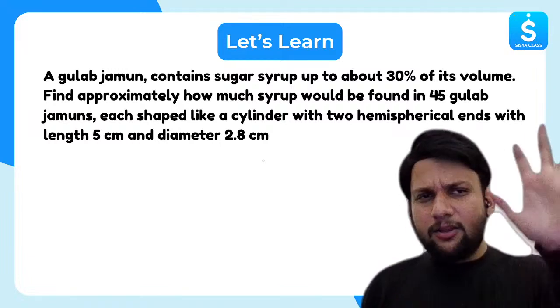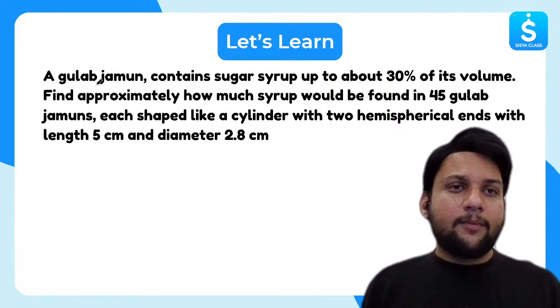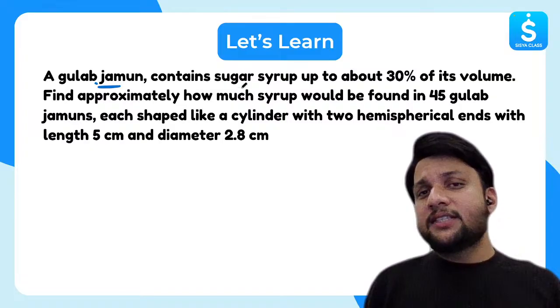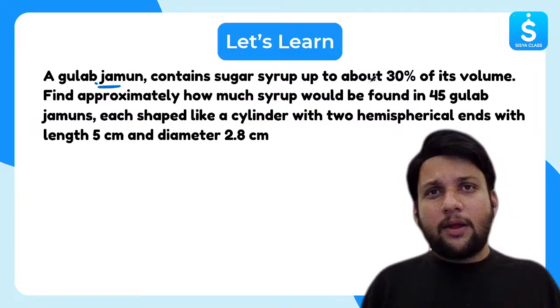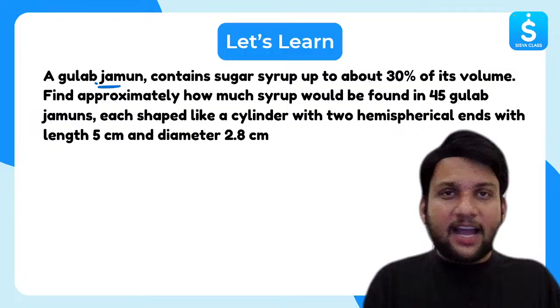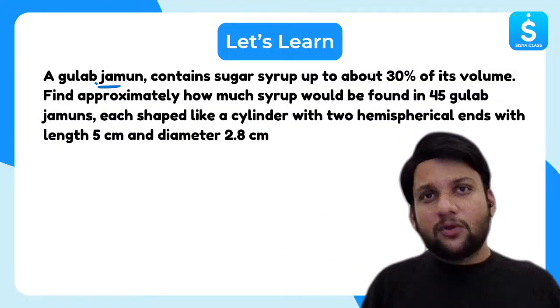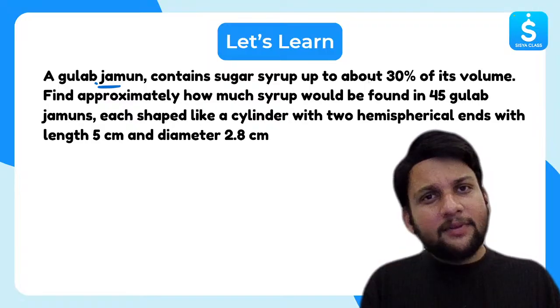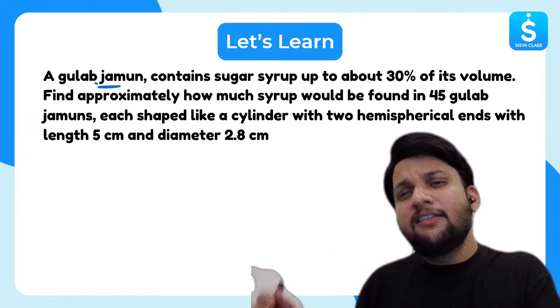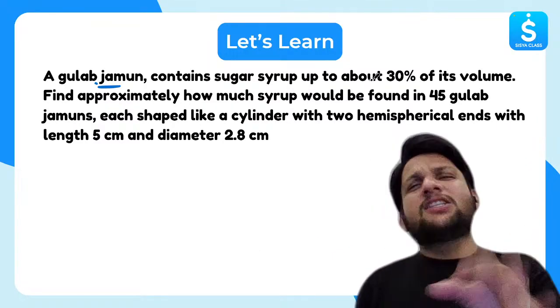First of all, read the question. A gulab jamun, okay, I'm already hungry, contains sugar syrup up to about 30% of its volume. That means, you have this gulab jamun right now. It is not made up of entirely sugar. It has some other things also. I can upload the recipe video as well. Don't worry. So the thing is, it has some part of sugar, some part of other stuff. But what is given is that sugar syrup is 30%.